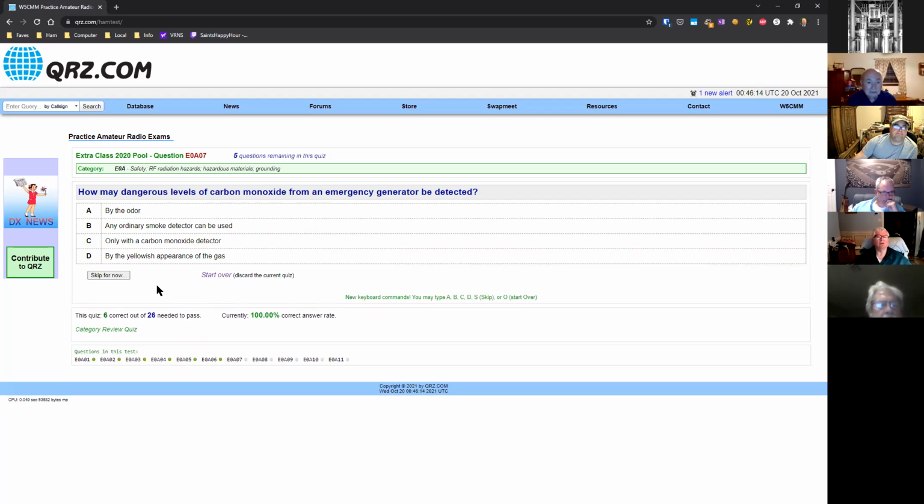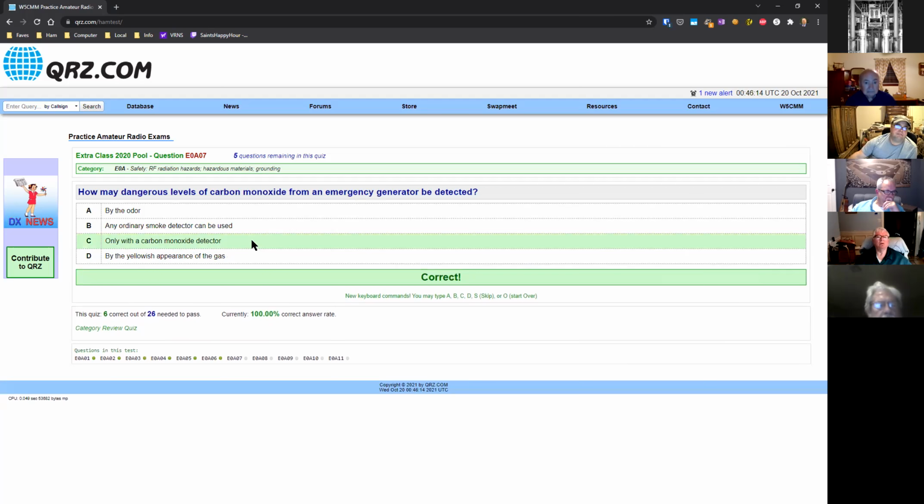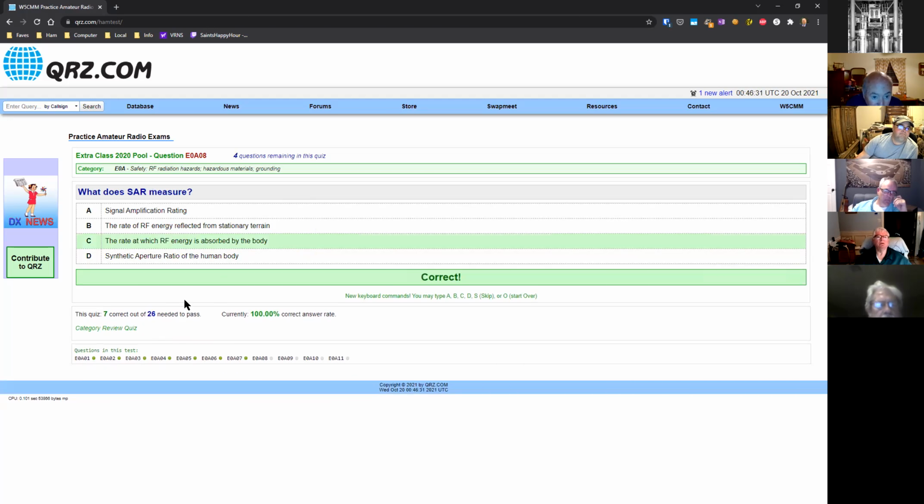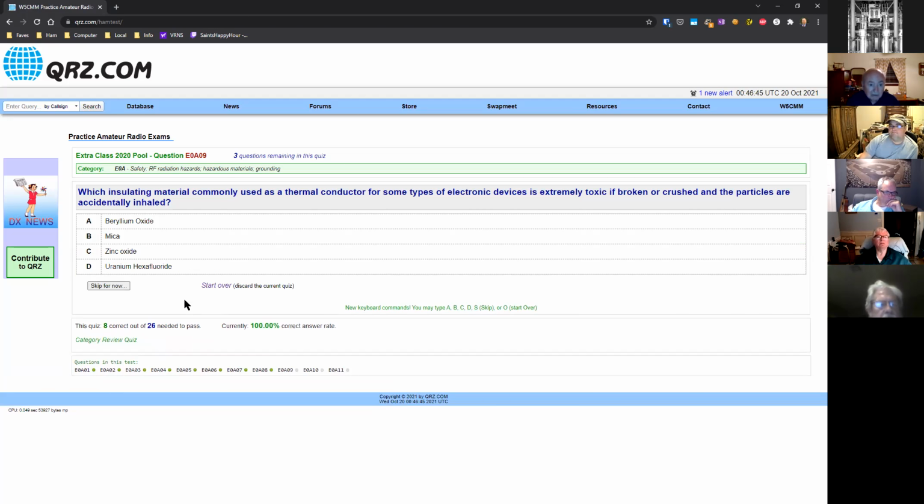How may dangerous levels of carbon monoxide from an emergency generator be detected? C. Yeah, it's odorless and colorless, so you need to have a CO detector. What does SAR measure? C. Yeah, that's going to measure the rate at which the human body absorbs RF energy.